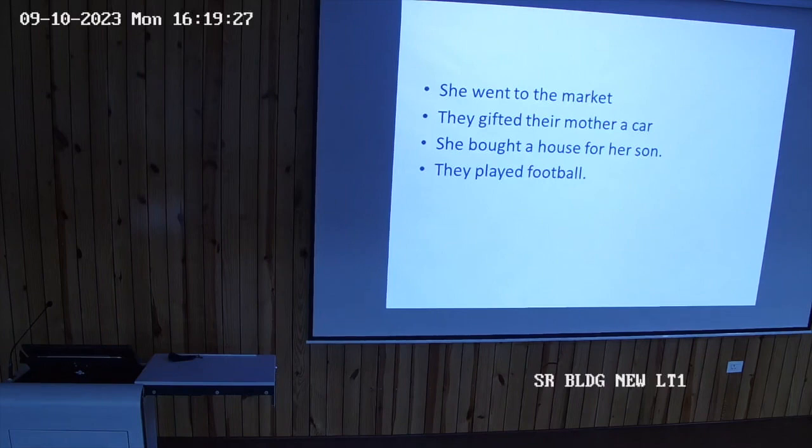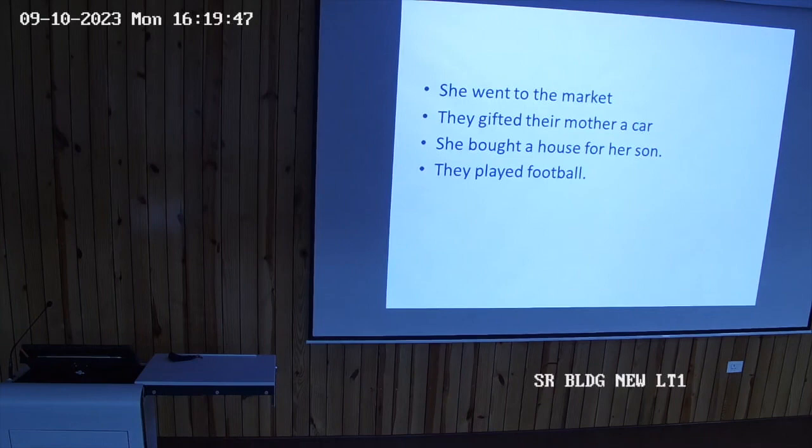The next is she bought a house for her son. We have two objects here. Which one is the verb? Bought. Bought is the second form of buy or bring? Brought. We have two objects. One is house and the other is son.